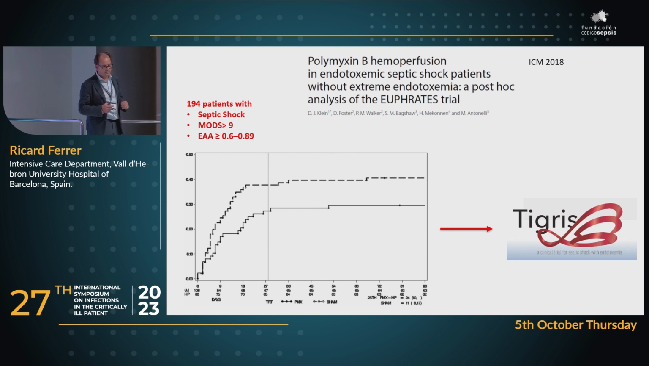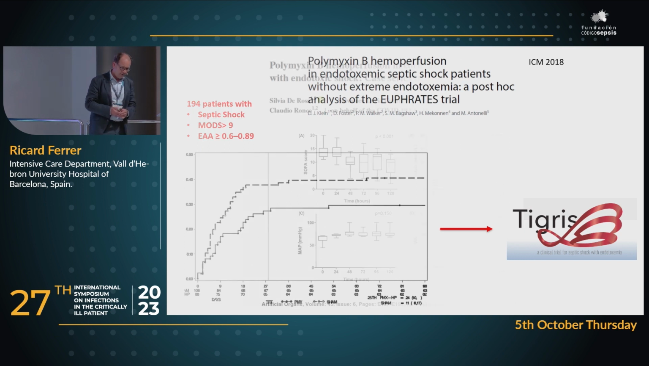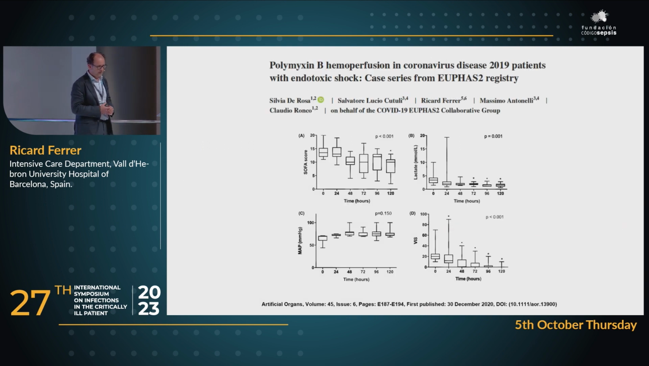In this case, in the post-hoc analysis, those patients that have endotoxin activity above 0.89 were removed from the analysis. So this is being tested in another prospective trial called TIGRIS in North America. So let's see if this trial is positive. Meanwhile, I'm showing some recent results about this therapy.